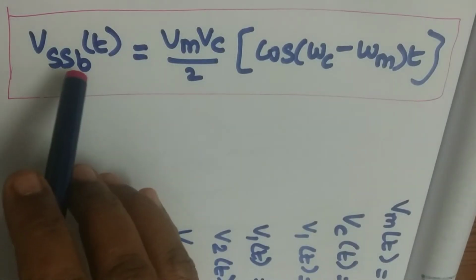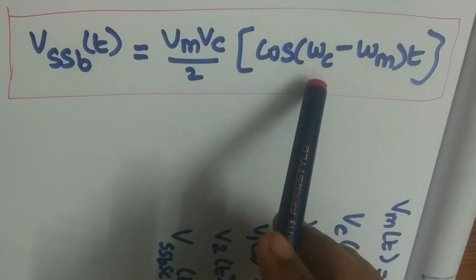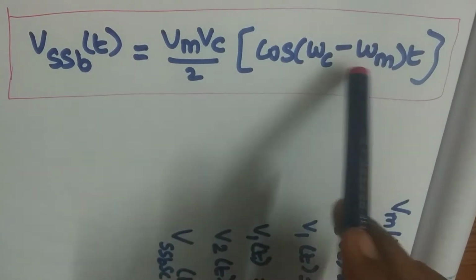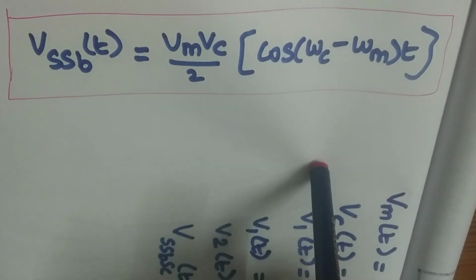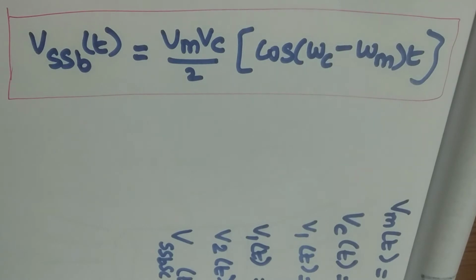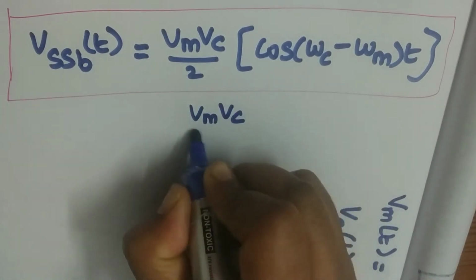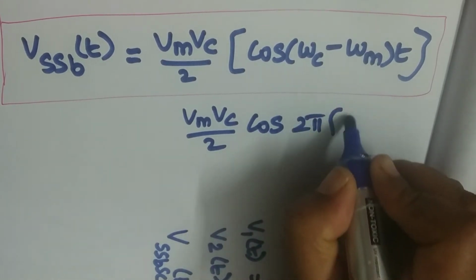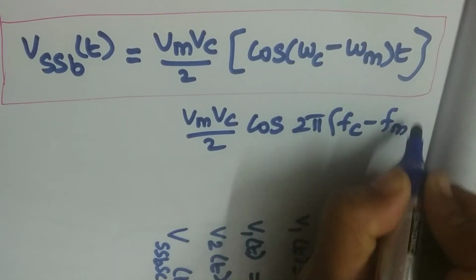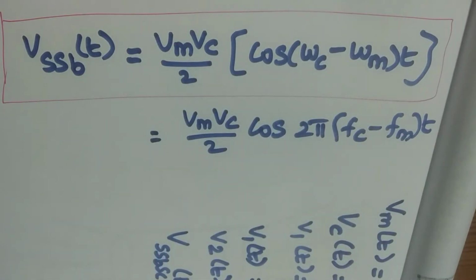This is the voltage distribution equation for the SSB-SC AM technique. This equation shows that one of the sidebands and the carrier is suppressed, so only one sideband is present. Fc minus Fm is nothing but the lower sideband. We can also write this expression by replacing omega with F: Vm Vc by 2 into cos of 2 pi of Fc minus Fm into t. Both the equations are the same.